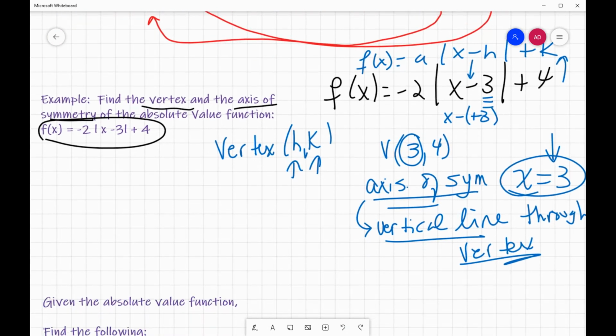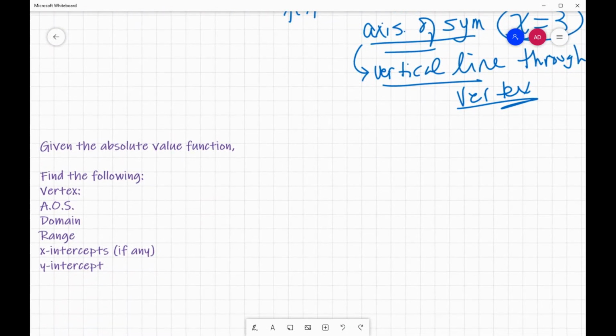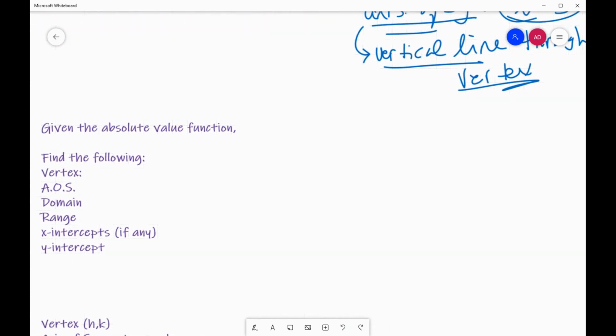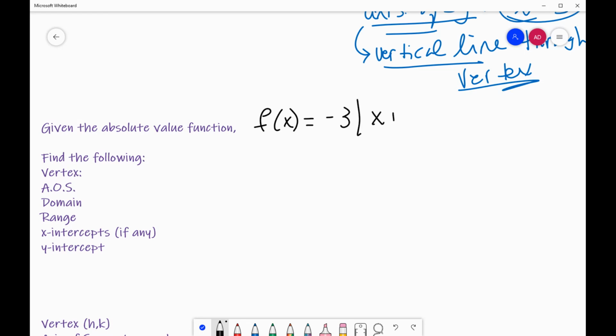Now, let's jazz it up. I know, right? What the heck? Now, these are the kind of questions I'm used to in my honors algebra 2, right? So if I give you a function, let's say I give you the following function, negative 3, absolute value of x plus 1, I don't know, plus 6. Fair enough? All right, so we're going to find everything there is. So pause the video, jot it down, get ready to go. All right, here we go.